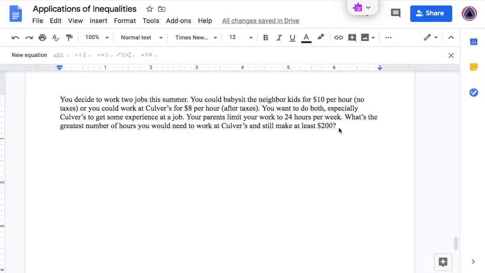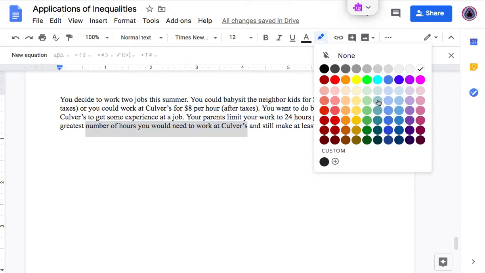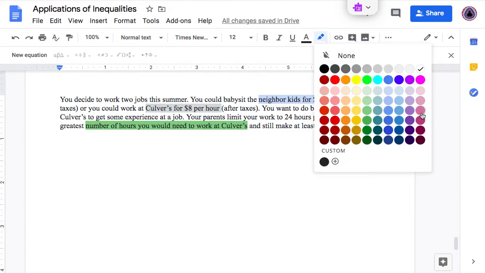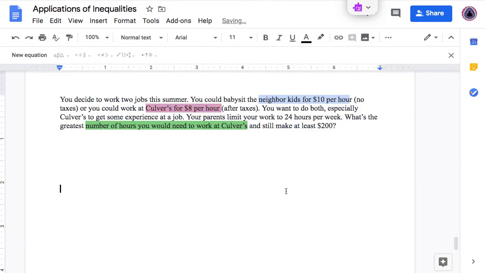So let's take a look at how I would work my way through this. The first thing I'm going to notice is that there are a lot of things going on, so I'm going to do some highlighting. It says I'm working two jobs, and the final question wants to know the number of hours for Culver's, so I'm going to highlight that green. I also have the neighborhood kids, that's one way I could make some money, and my Culver's, which is another way. So I'm just going to do some highlighting.